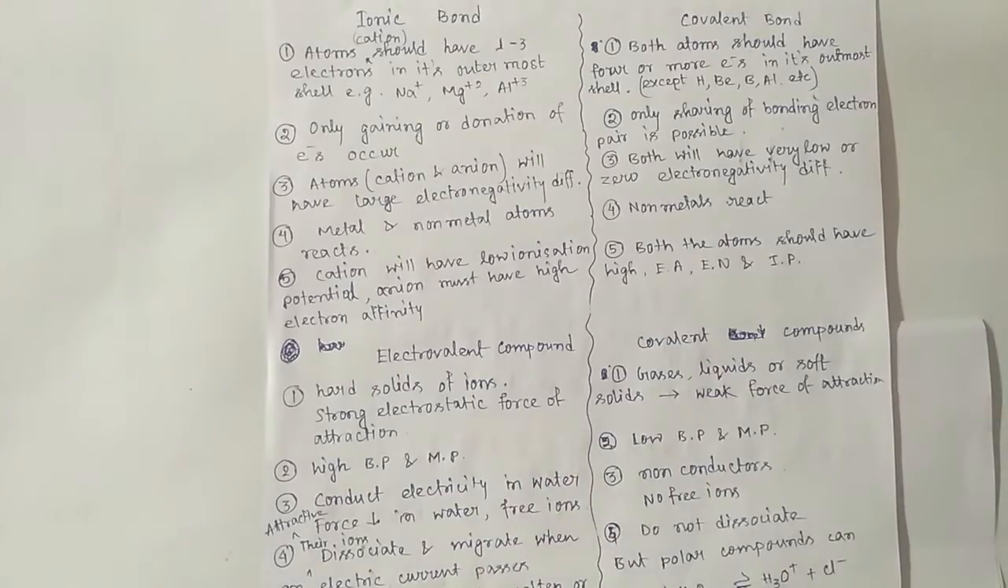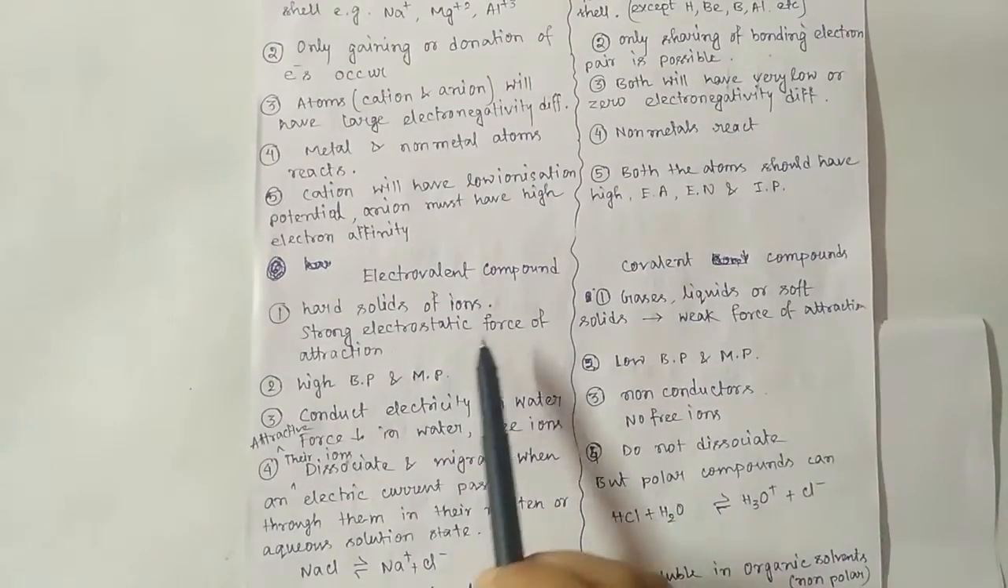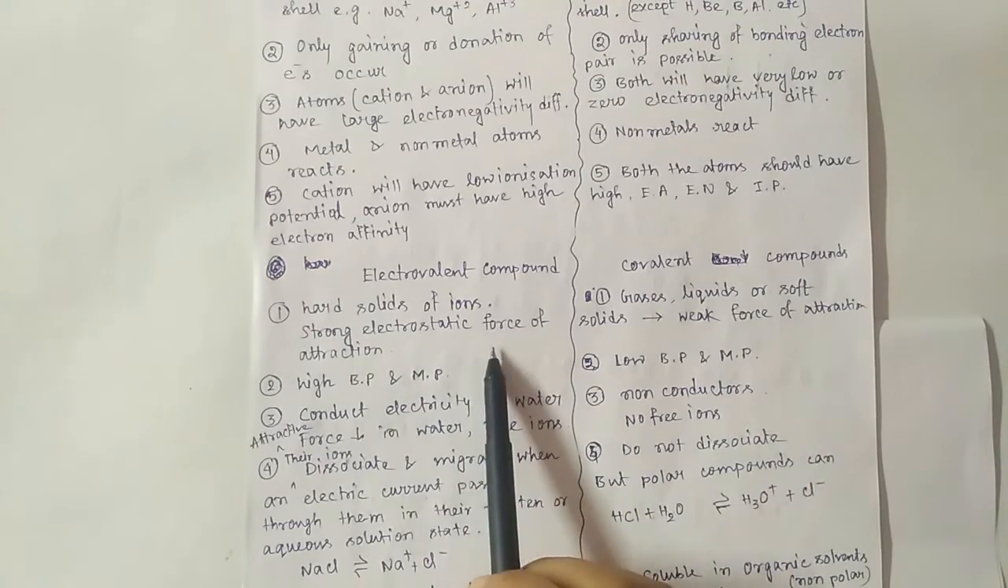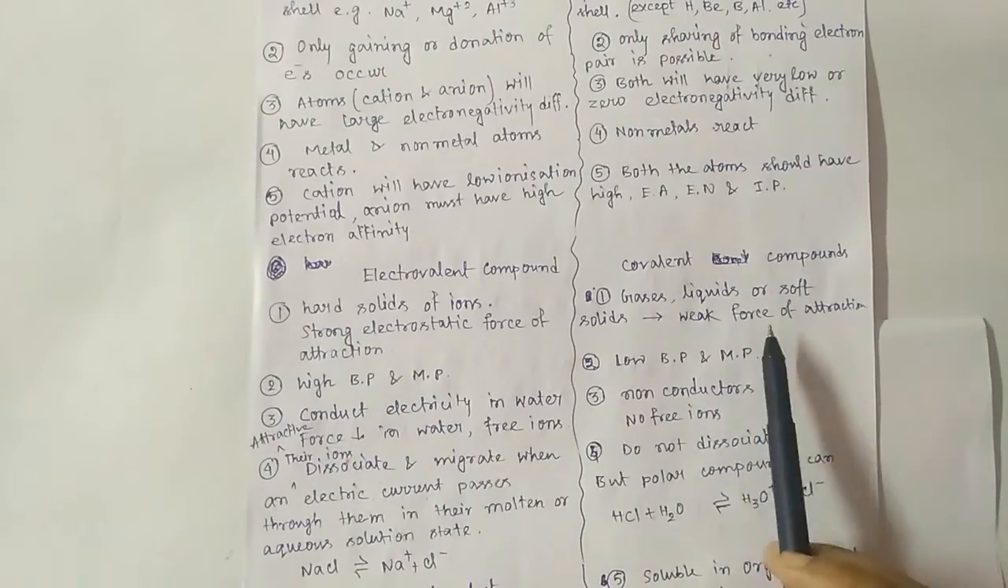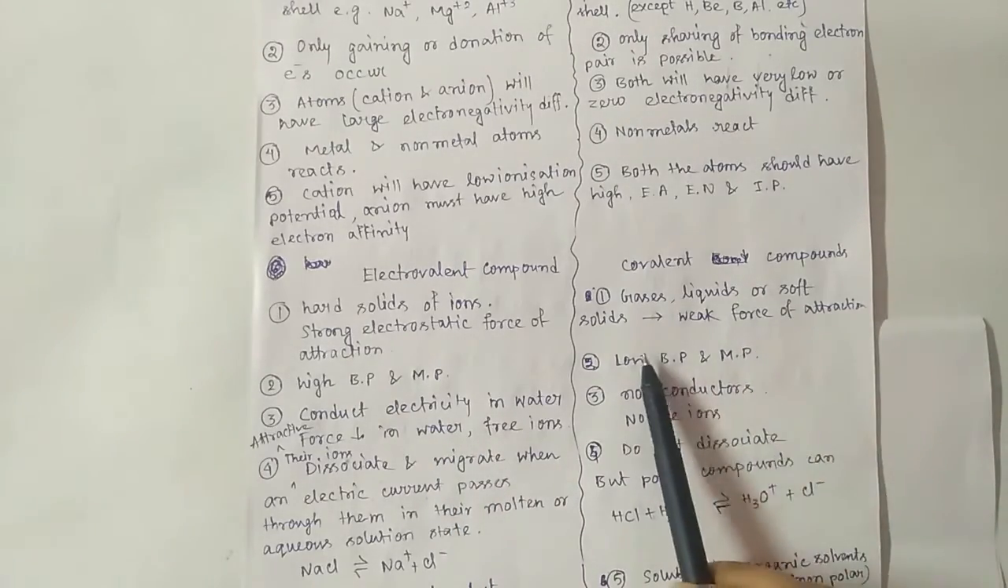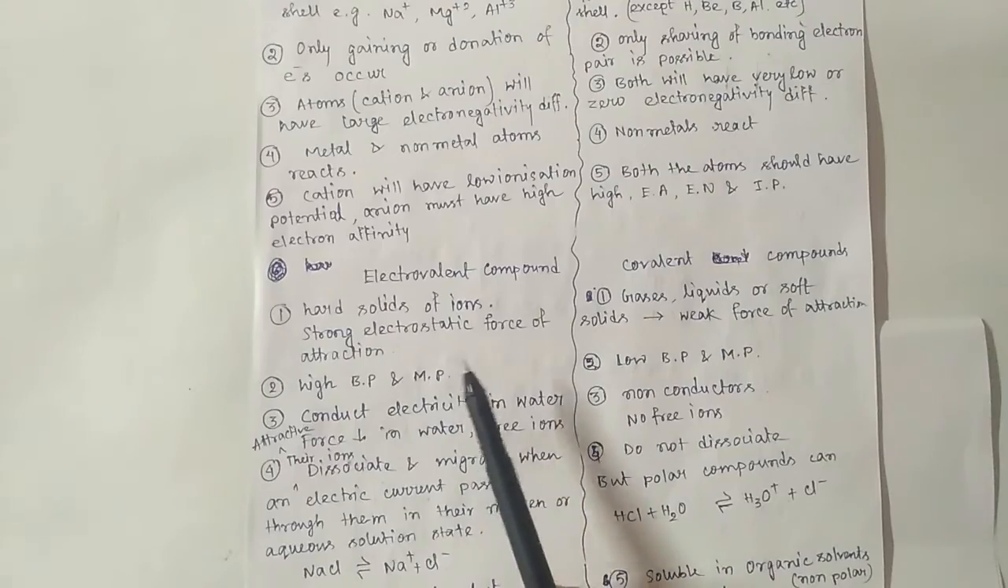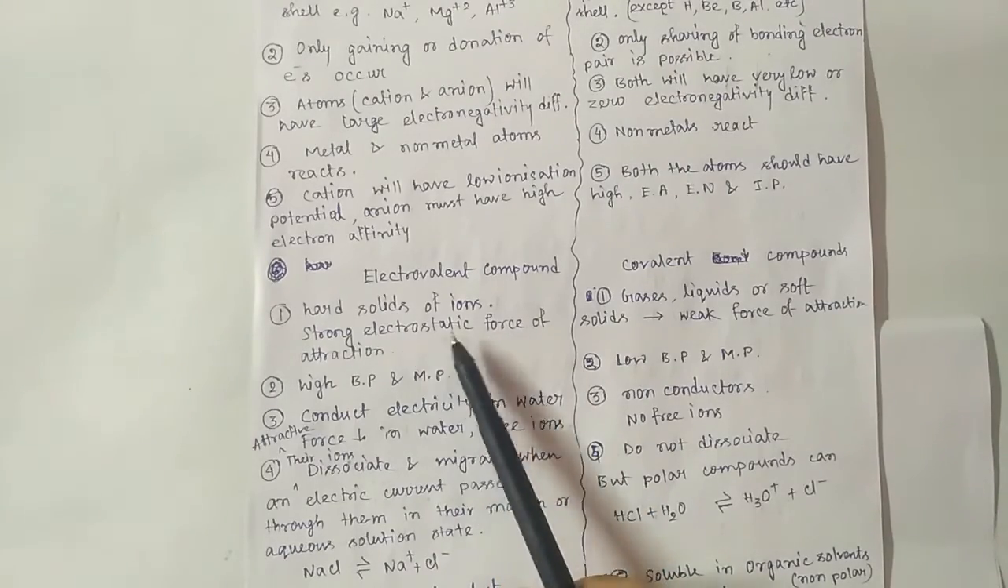So, electrovalent compound and covalent compound. Electrovalent compounds are hard solids of ions. Strong electrostatic forces of attraction exist between them. And covalent compounds are gases, liquids or soft solids, with weak forces of attraction. As in an electrovalent compound there are cations and anions, that is why there is an electrostatic, Coulombic force of attraction between them. As we know, two opposite charges will always attract each other, and this attraction is really very strong. That is why most electrovalent compounds are hard solids of ions.